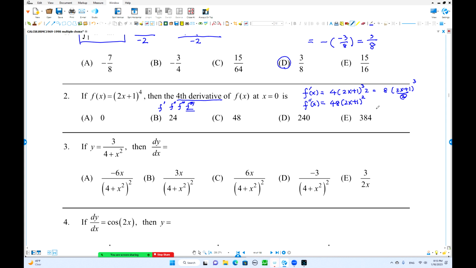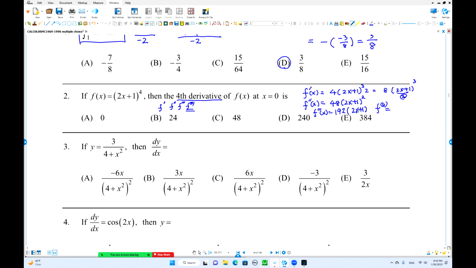Third derivative. I'm going to use the third derivative over here. 48 times 2 is 96. 96, but inside the chain rule, the derivative of 2x plus 1 is 2, right? 96 times 2 again is what? 192, right? Okay. 2x plus 1 to the 1. That's it. Okay? After that, fourth derivative, what is that?